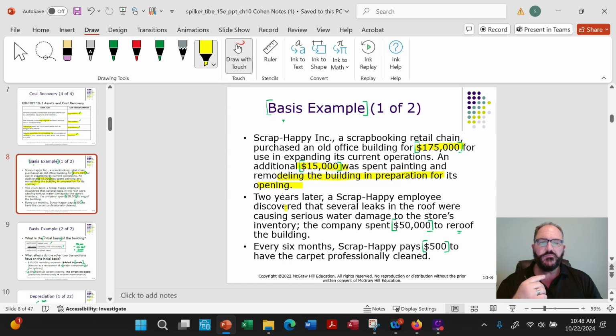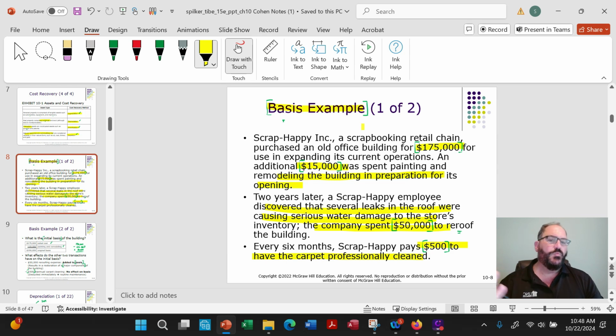Two years later, they discovered several leaks in the roof, causing serious water damage. They had to spend $50,000 to get the roof fixed. And then every 6 months, they pay $500 to have their carpet professionally cleaned. And here we're looking, what is the basis of this?